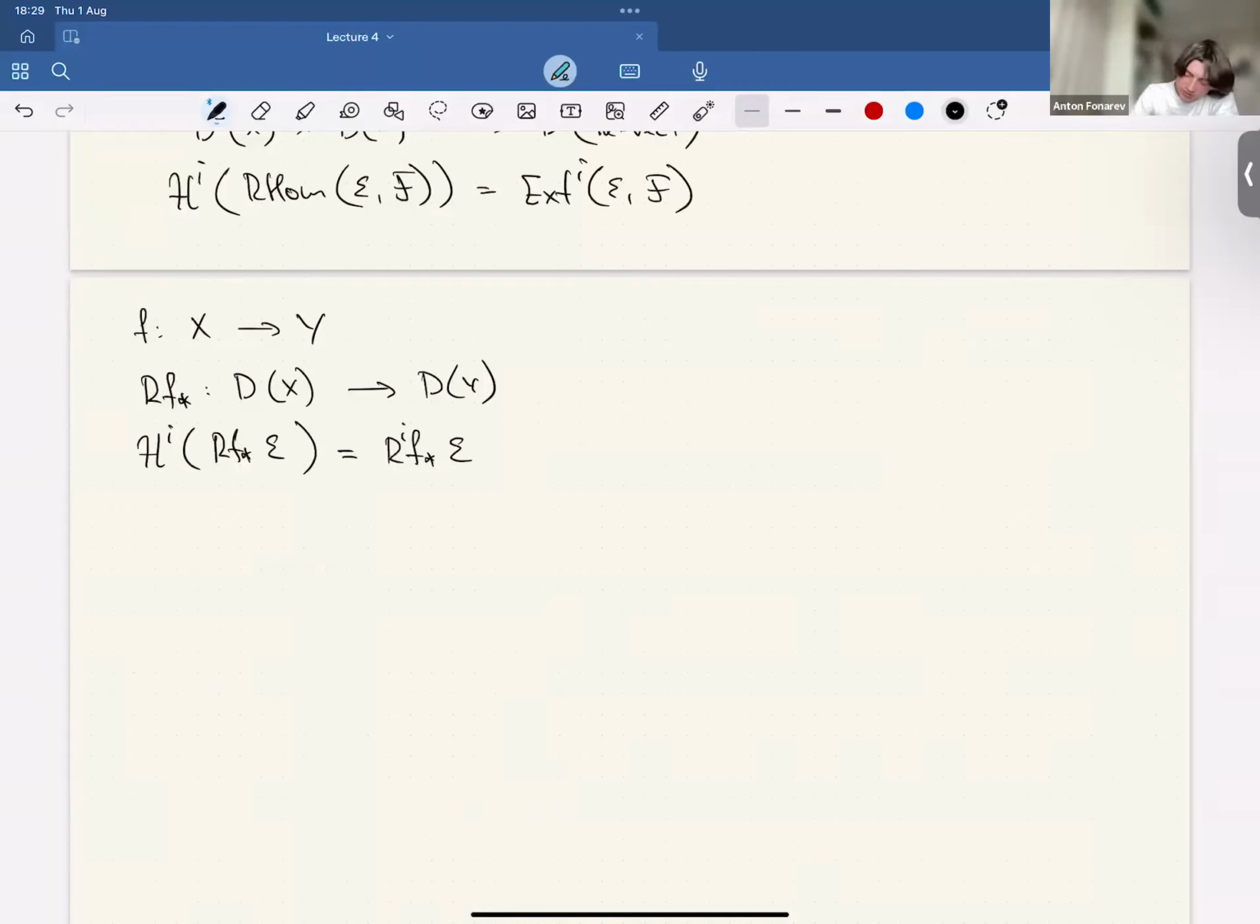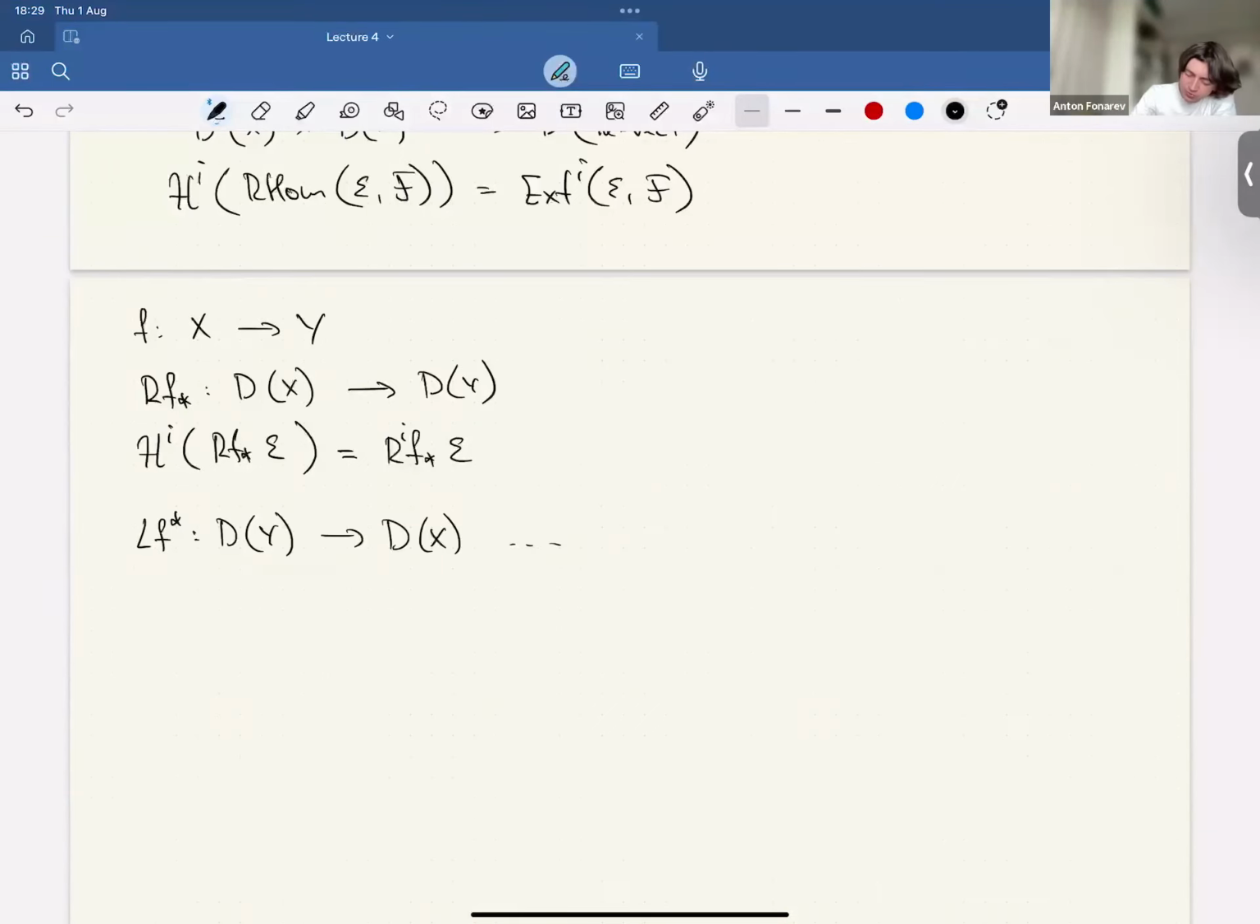What did we have else? We also have the left-derived functor of f^* going from D(Y) into D(X), and so on. Usually, exactly as previously, these functors are defined the same way.